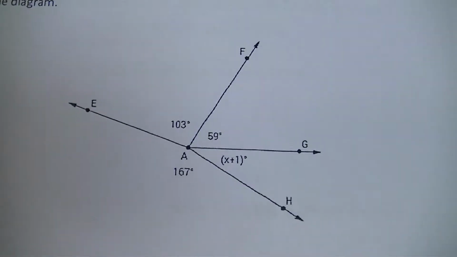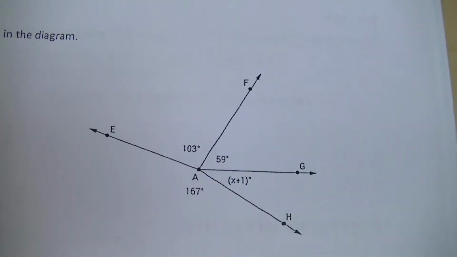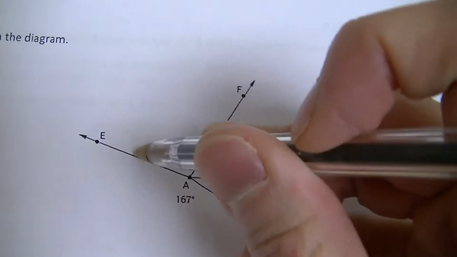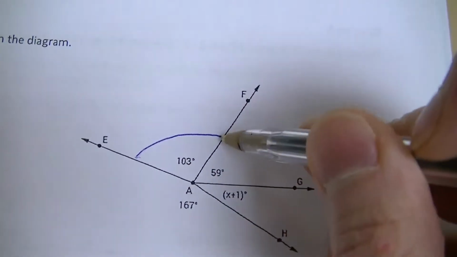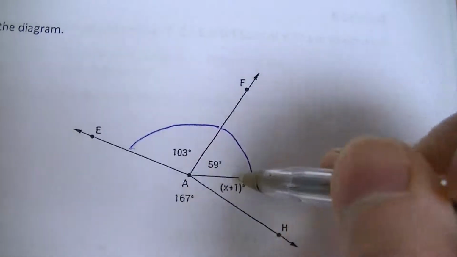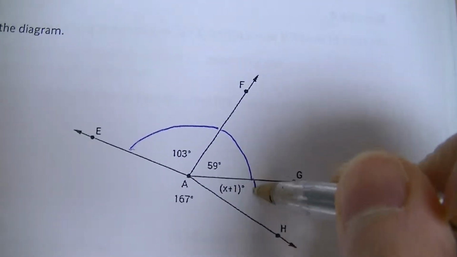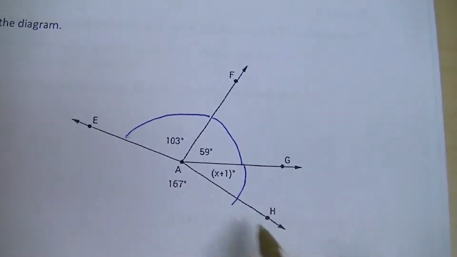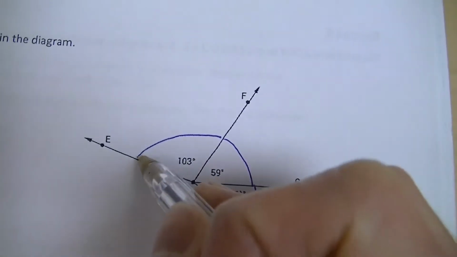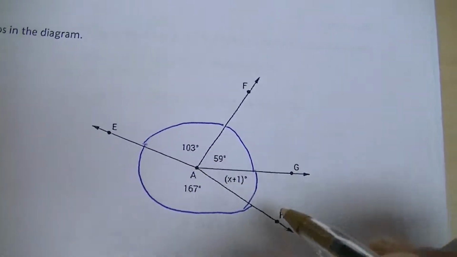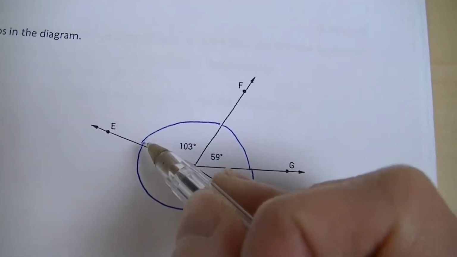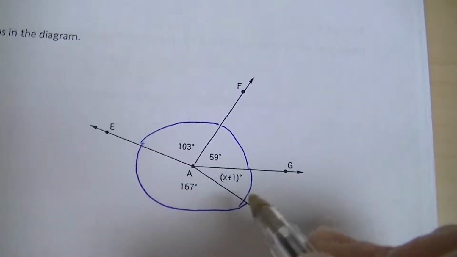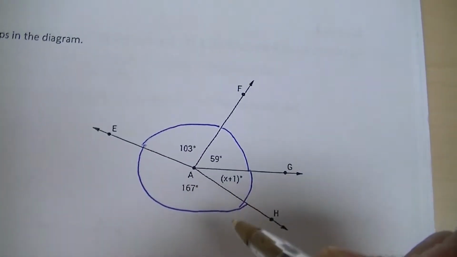Well, in this diagram right here, I see that I've got an angle right here, that angle, and then an angle right there, that one, then this angle right here. I'm going to just draw the arc in, and then this big old obtuse looking angle right there, draw the arc in. Oh, look, it forms a circle. So I know that all those angles right there, when I add them together, should equal 360 degrees.